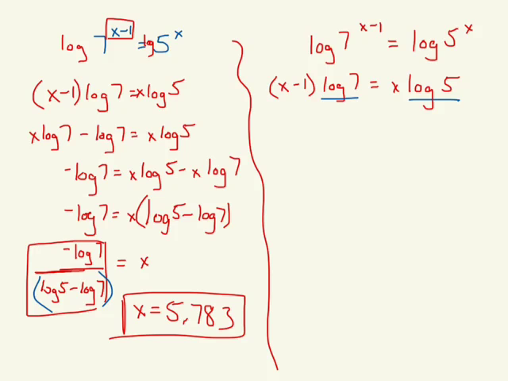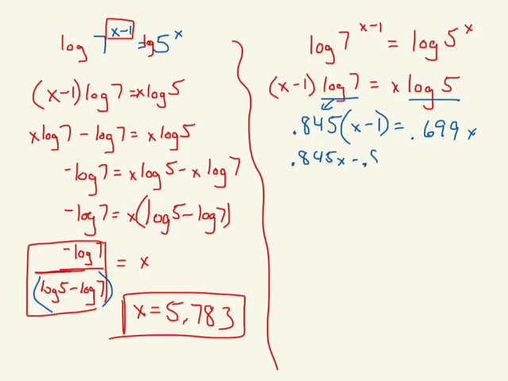And when I do that, I'm going to get 0.845 for the log of 7. And I'm going to multiply that by my x minus 1, and I'm going to get 0.699 for my log of 5, and I'll multiply that by my x. Now from here, it's just algebra. We just have some rounded values.